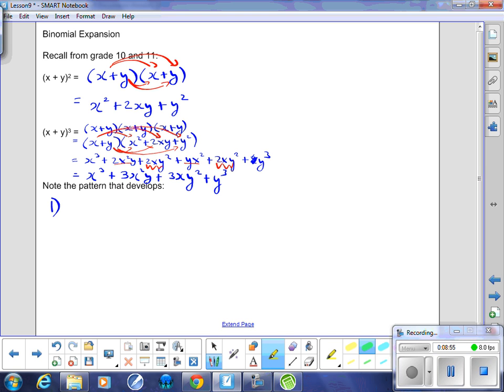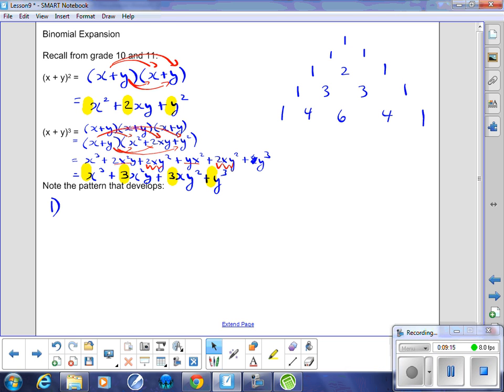Well, if we look at the numbers in front of our variables, 1, 2, 1, 1, 3, 3, 1. Where have we seen this before? Well, Pascal's triangle, here to expand it out, and you can see how you just quickly can spin it up. If we look at Pascal's triangle, that first pattern that I had here, the 1, 2, 1, it's right here, 1, 2, 1.